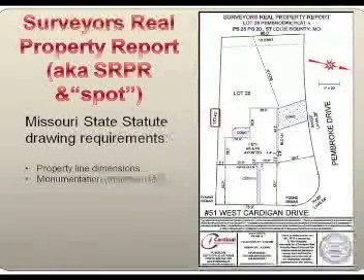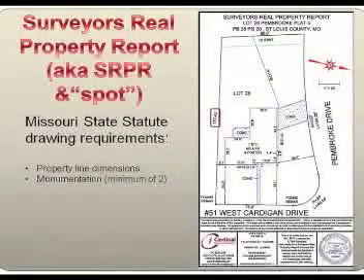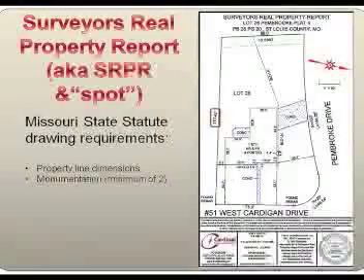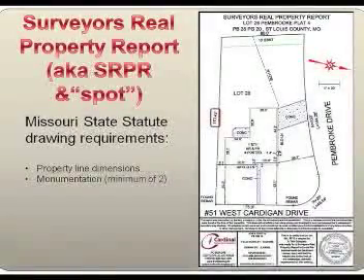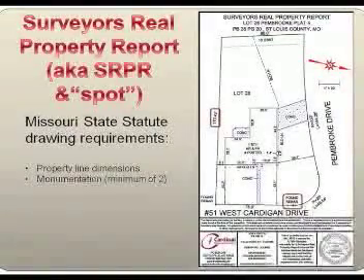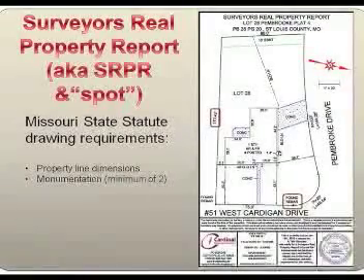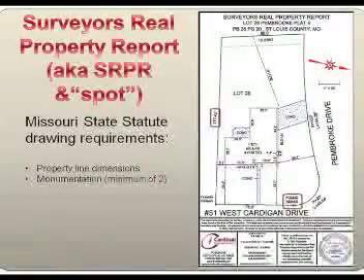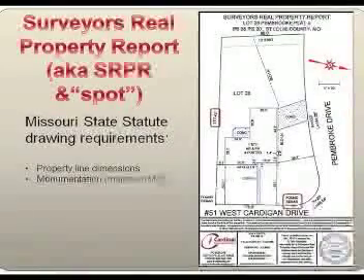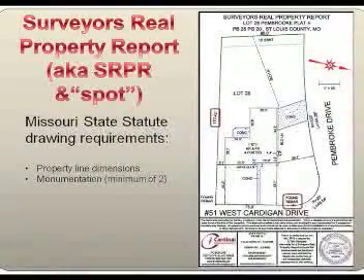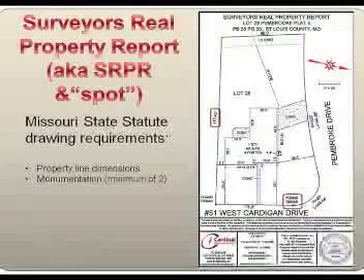Monumentation. Monuments are rebar, iron pipes, crosses, cotton spindles. There's a whole variety of different things that the state tells us we're allowed to use for property corners. And I can tell you that this is probably the number one area where most survey companies, if they're going to miss something, this is what they're going to miss.